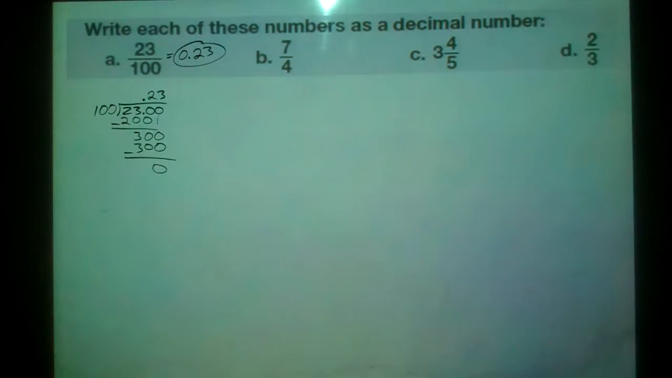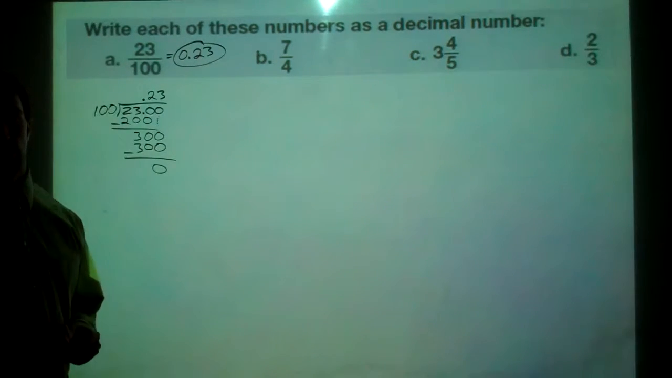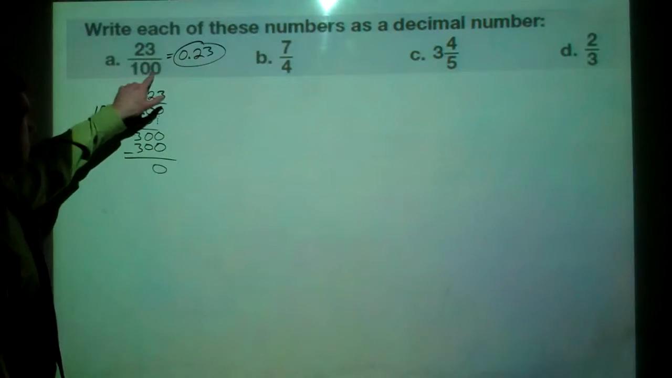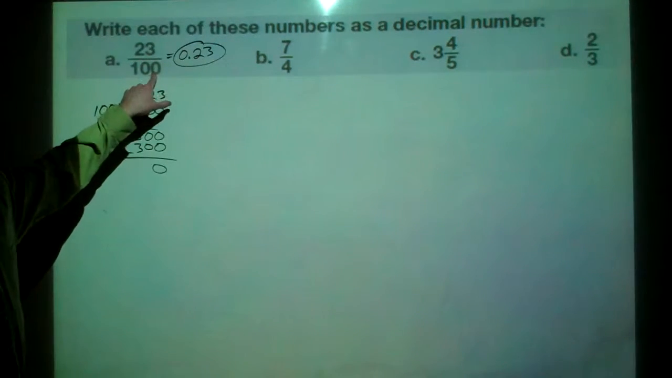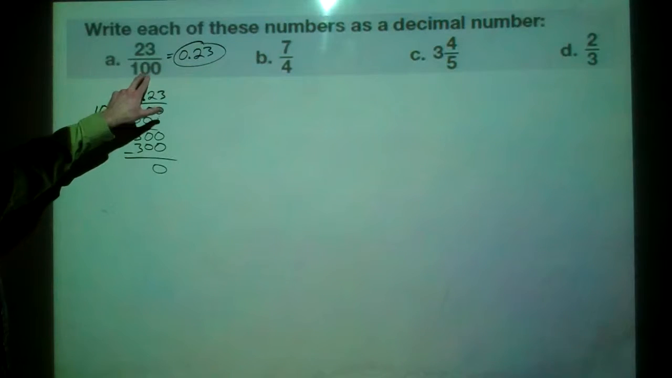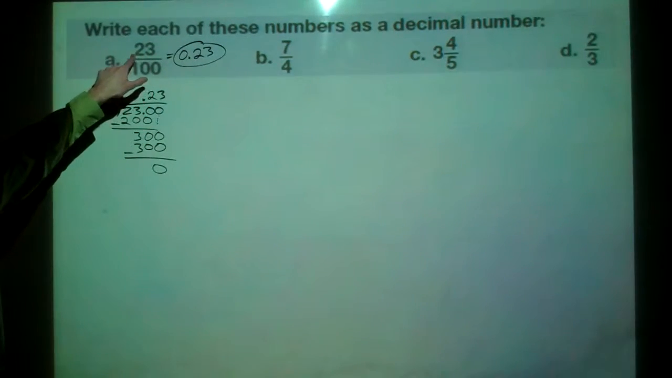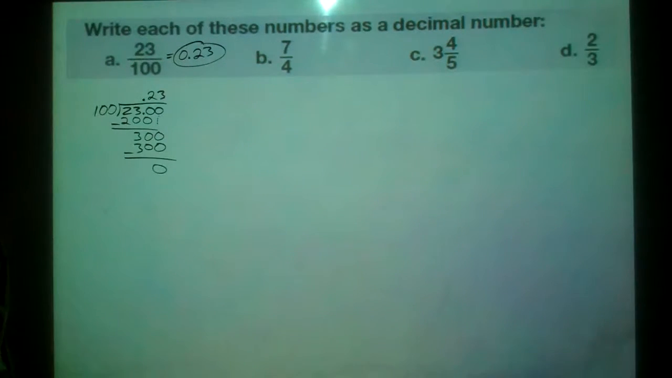So shortcut there, remember if we ever multiply by tens or hundreds or things like that, we move our decimal to the right. If we divide by a power of 10, we move to the left. This one had 2 zeros, so we just moved our decimal over twice. 1, 2, 0.23. Alright, we'll get into more of that too as we go on.